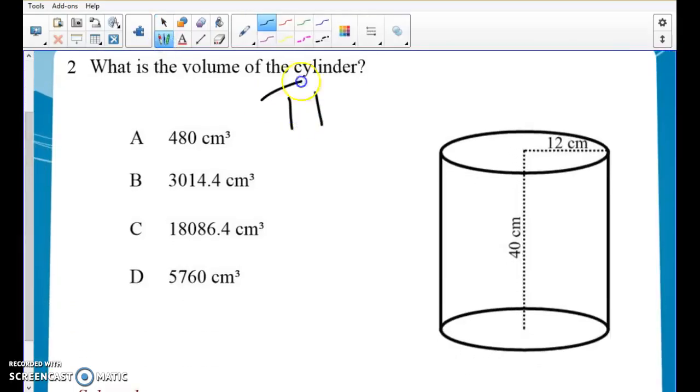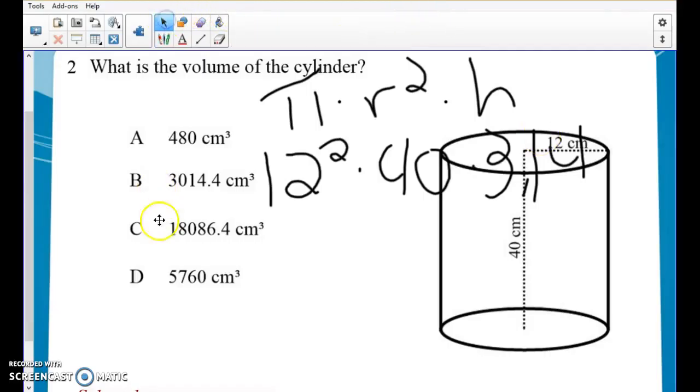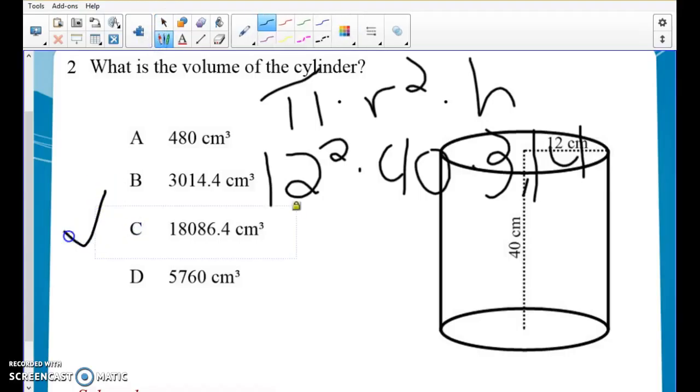Alright, and for this one, same process. So I have pi times the radius squared times the height. So this time my radius is 12, so 12 squared times 40, because there's my height, and times pi. So 12 squared, 144 times 40 times 3.14 gives me 18,086.4, which would end up giving me C. I'll make my own check mark. Okay, so multiply all those out and you would get C.